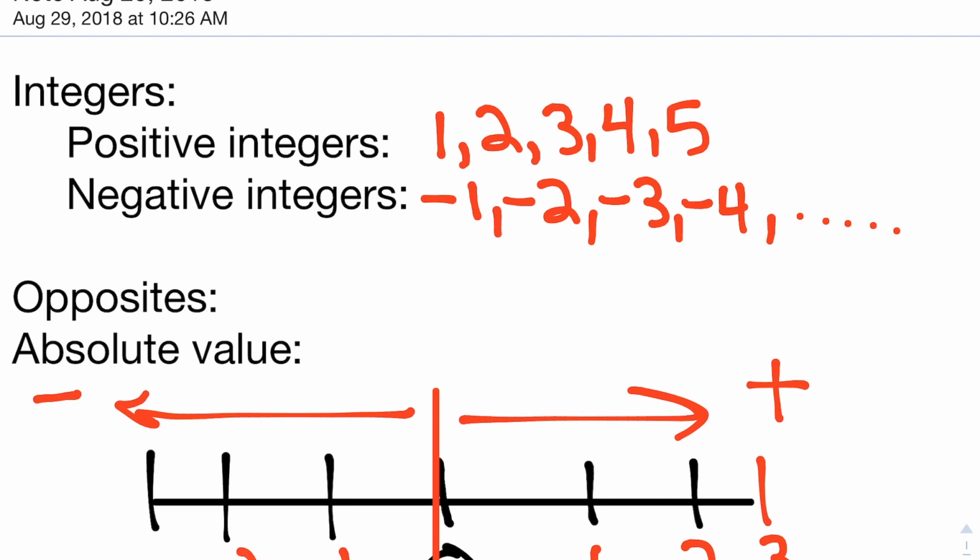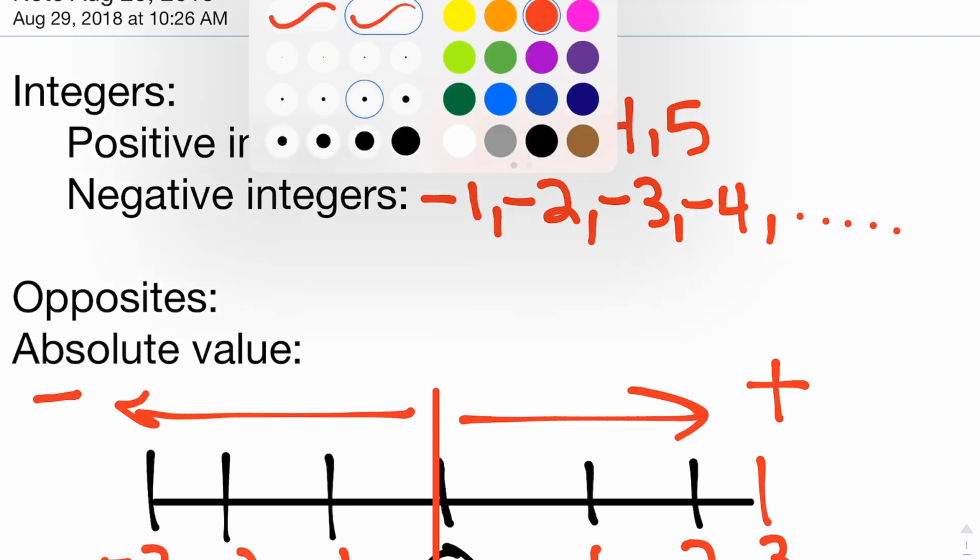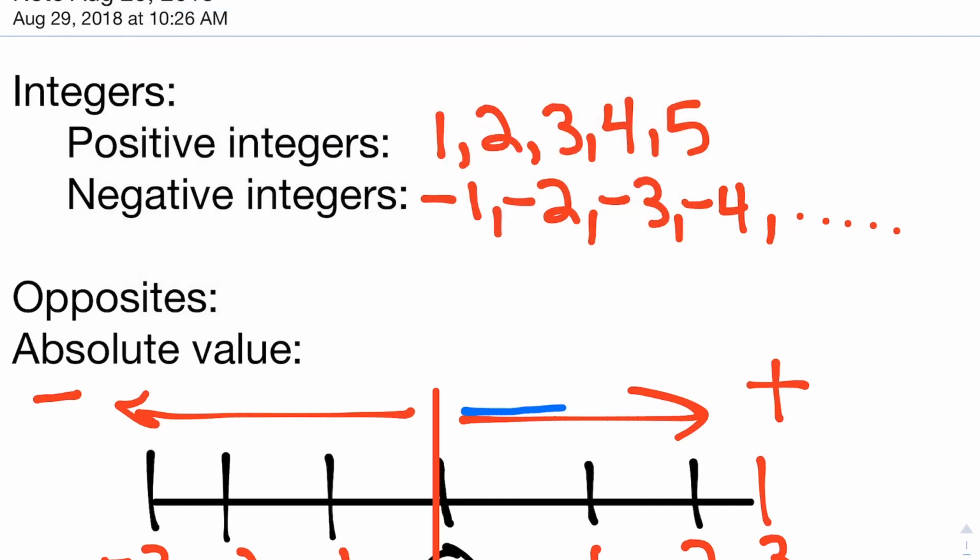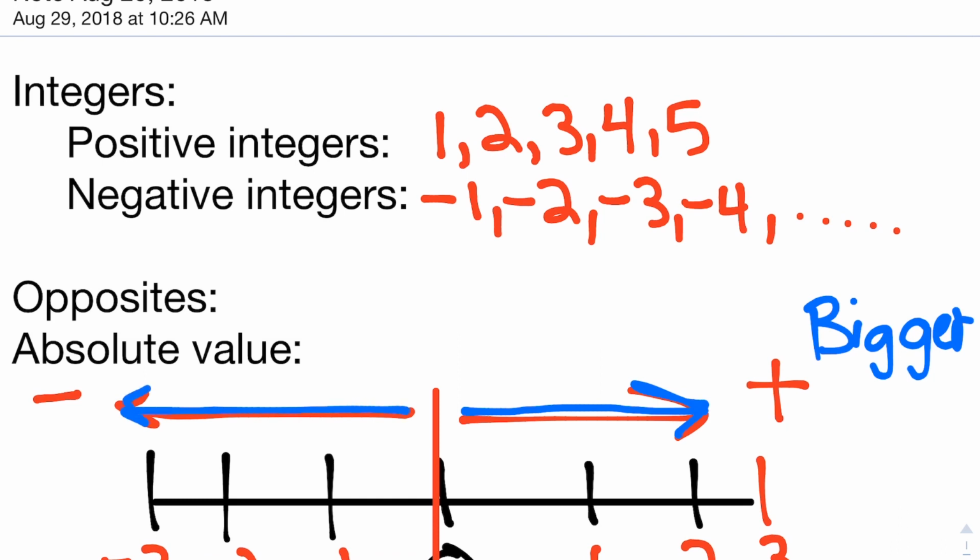There's one thing I do want to keep in mind when I'm dealing with these numbers. As I keep going this way on my number line, my numbers become bigger. Now, if I'm talking about the negatives, they kind of work opposite. So as they go this way, because they're opposite, they're going to actually get smaller.